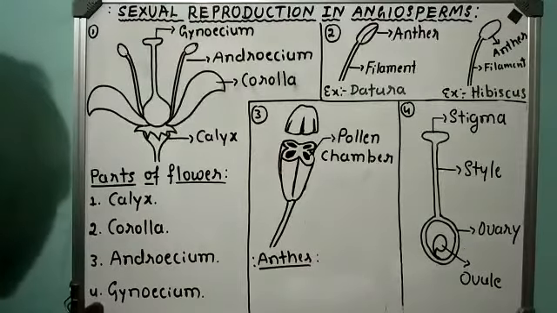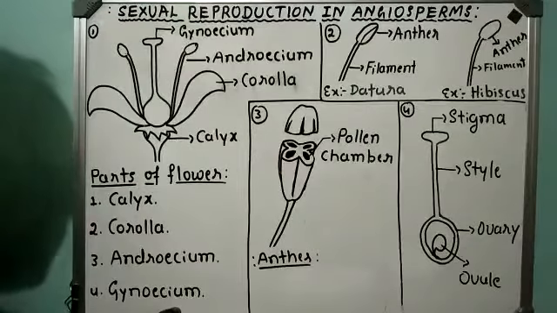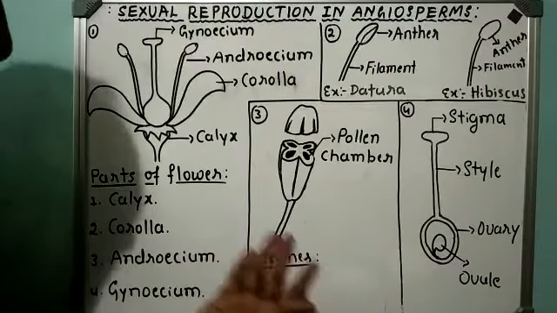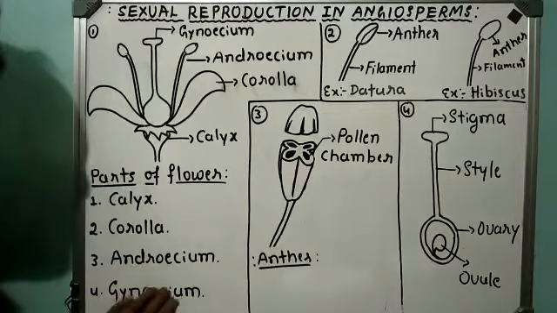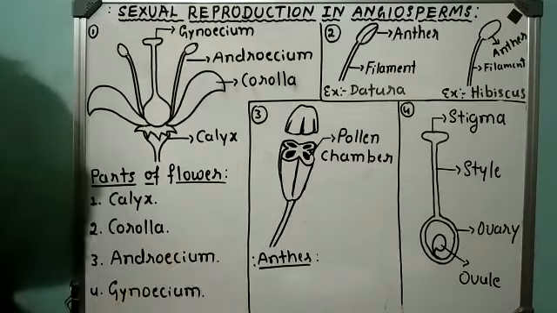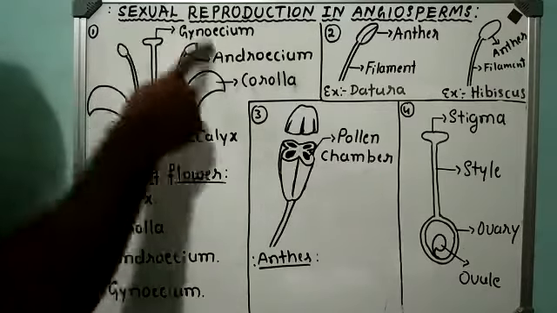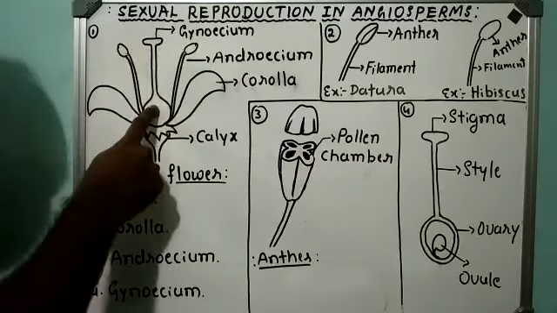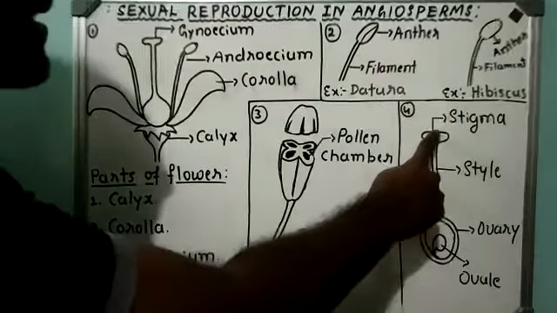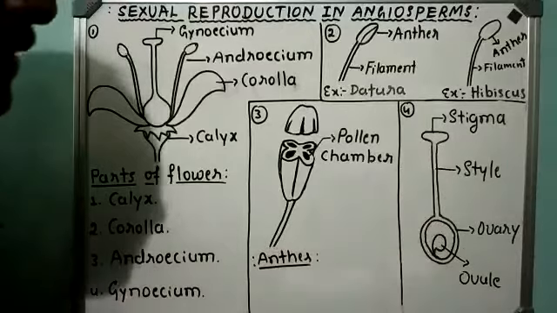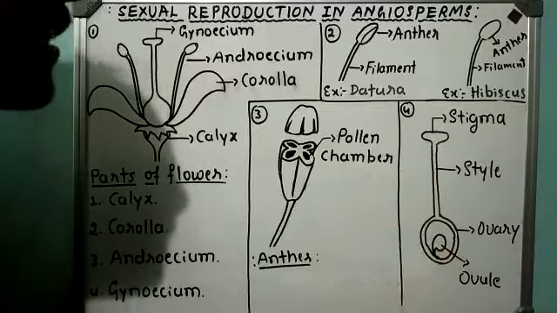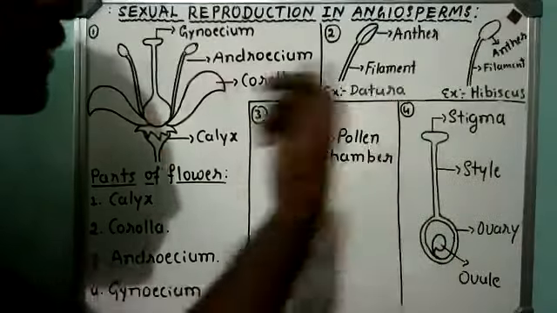Now, the last part is Gynoecium. This is the part of the flower where female gametes are produced. That's why this is described as the female reproductive structure of the flower. Gynoecium is also called a pistil. In this diagram, this is showing Gynoecium. In Gynoecium also, there are 3 distinct parts. They are stigma, style, and ovary. Stigma is a disc-like structure which helps in the landing of pollen grains during pollination.